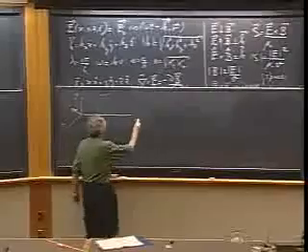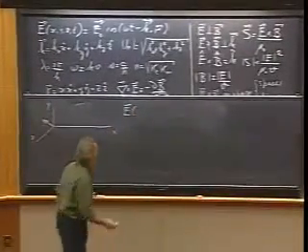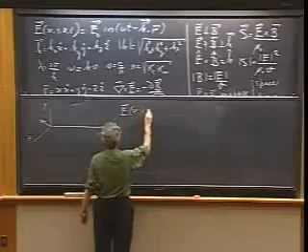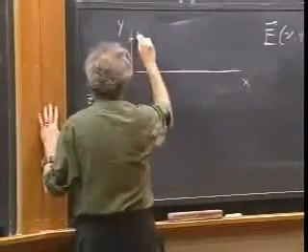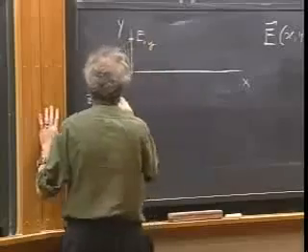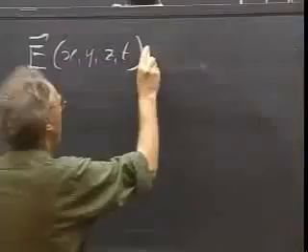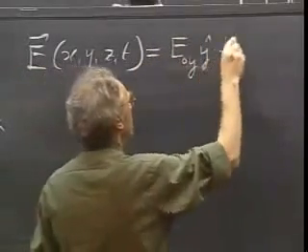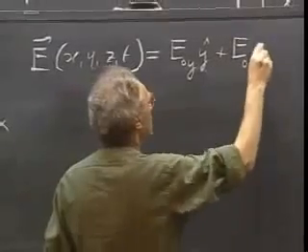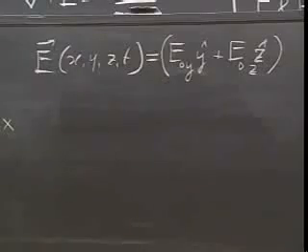So the standing wave, E, as a function of x, y, z, and t, can then be written as this vector, where this here would be E0y at its maximum, and this would be E0z at its maximum. So you get E0y in the y direction, plus E0z in the z direction. That is the direction of that E vector.